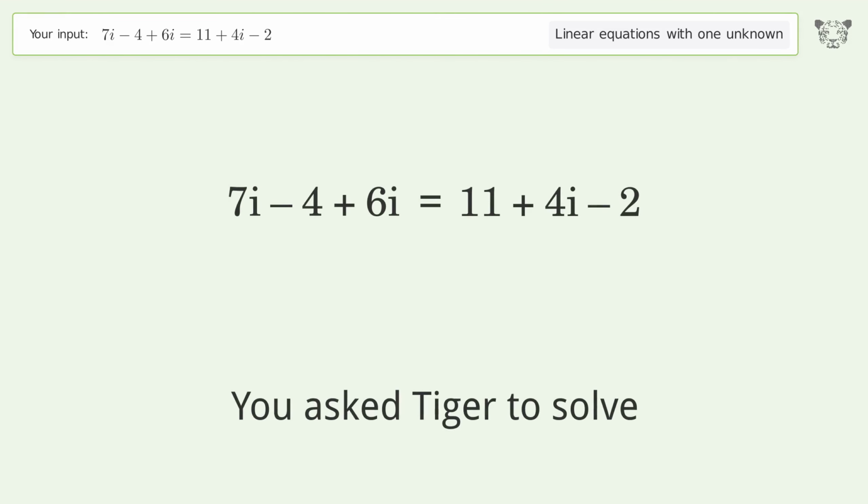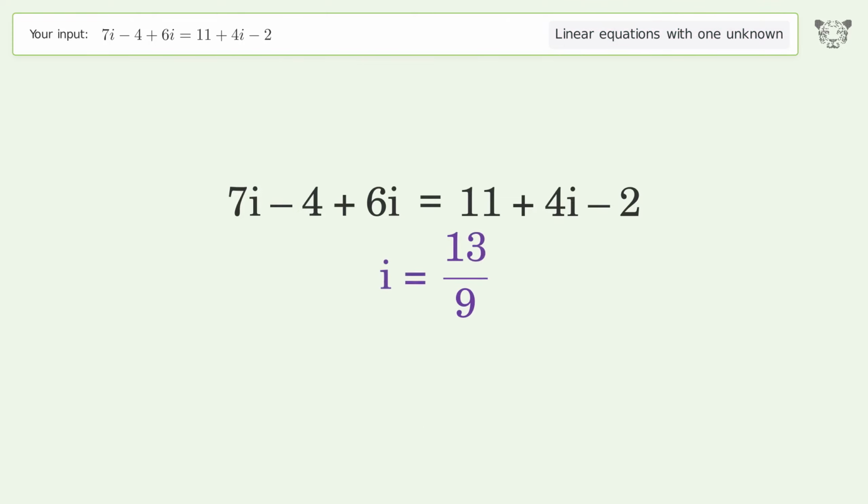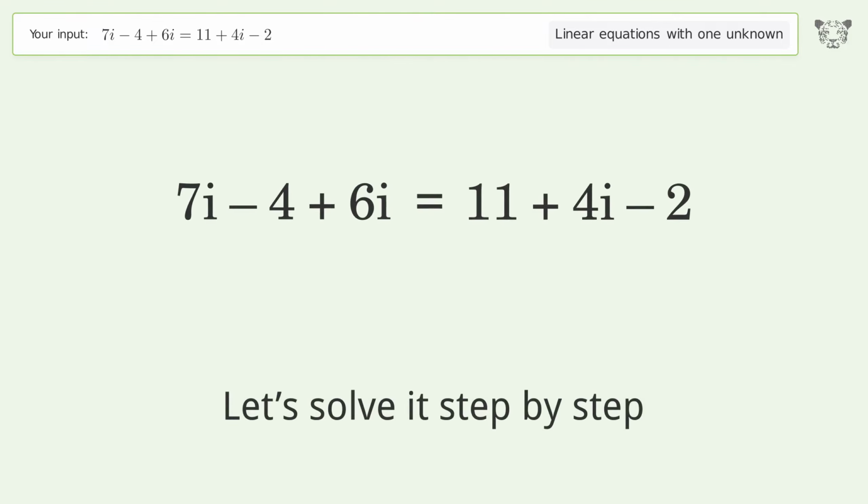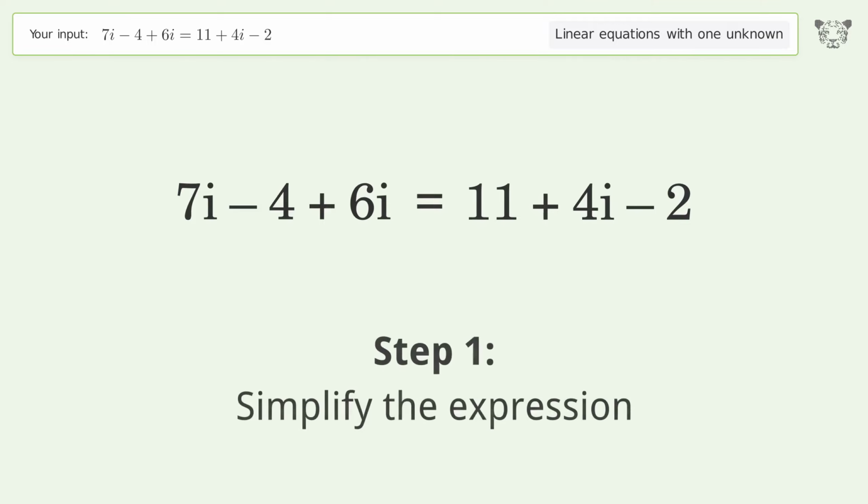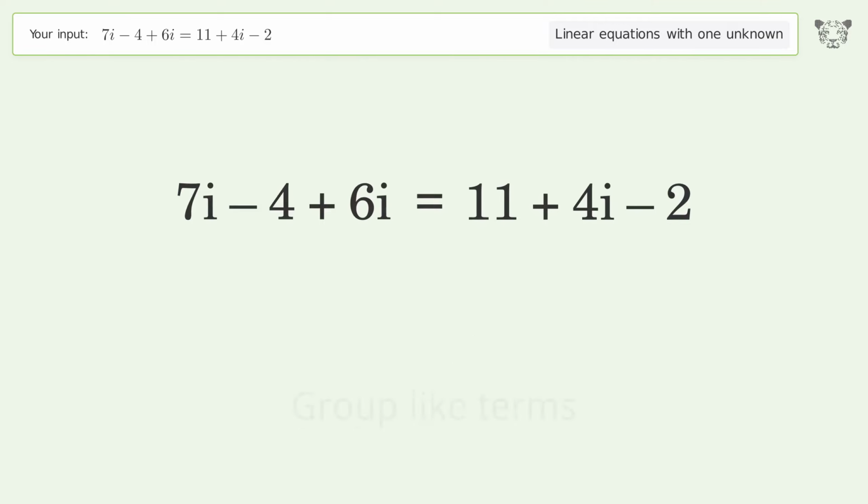You ask Tiger to solve this. It deals with linear equations with one unknown. The final result is i equals 13/9. Let's solve it step by step. Simplify the expression. Group like terms.